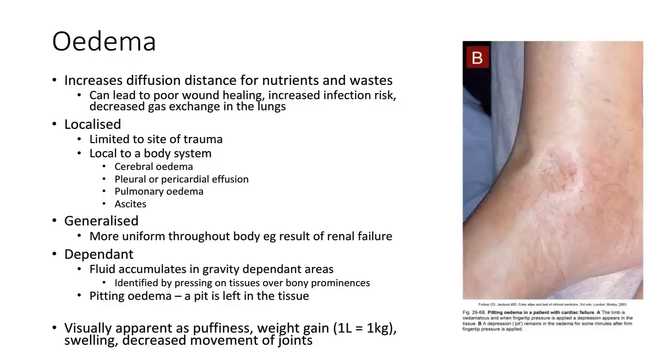So that dependent edema, and of course the pitting edema is an example of a dependent edema. Now the thing to realise is that for every litre you store in excess, that's an extra kilo in weight you're carrying. And certainly if it's in around the joints, it will prevent movement, so you get that loss of function happening around the joints. And of course you get that visual puffiness if it's generalised.